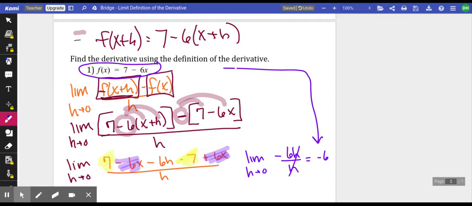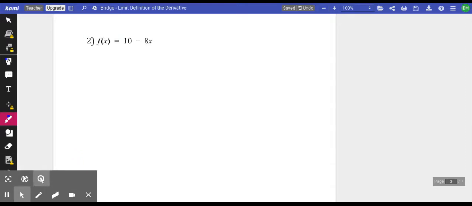Now, notice this is a linear function, mx plus b. There's no squareds, no cubes, etc. So the slope, in fact, should just be the number in front of x, and we just proved that it was. All right, so here's the second one to tackle.